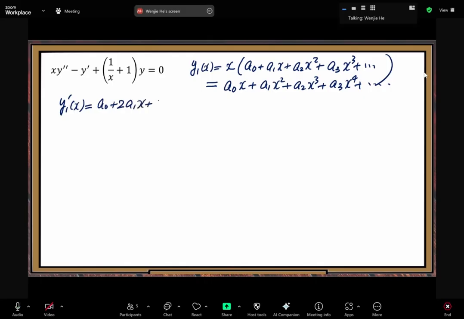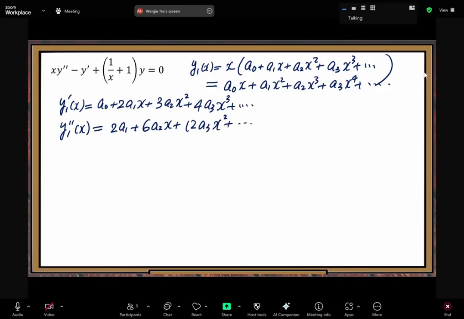y1 prime is a0 plus 2a1x plus 3a2x squared plus 4a3x cubed. Enough, right? y1 double prime is 2a1 plus 6a2x plus 12a3x squared.